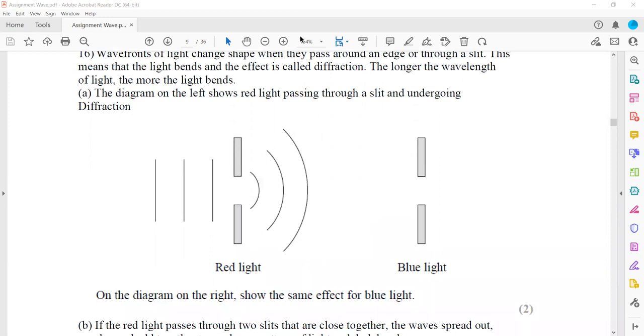So blue light, in terms of wavelength, has a higher frequency or shorter wavelength. So it will have a small gap between the two wavefronts. As it is having a smaller gap between the two wavefronts, with the same gap but the wavelength shorter, it will have a small diffraction. How do we represent a small diffraction? The wavelength should not change, you should make them evenly spaced, but the diffraction should be small. So this is how the blue light is diffracted.